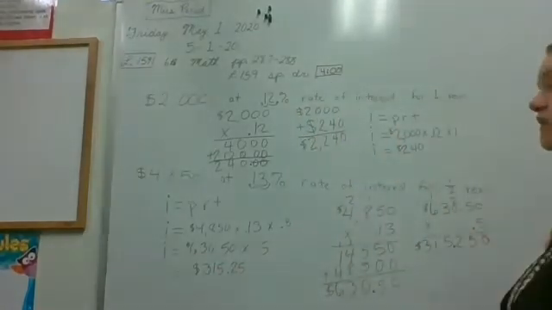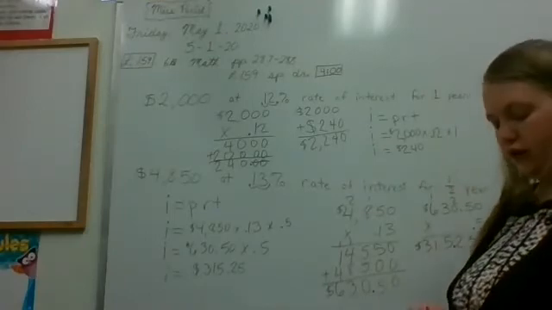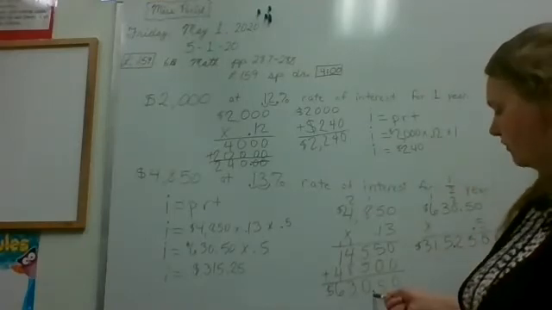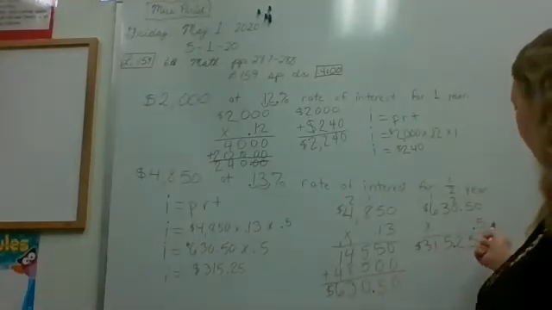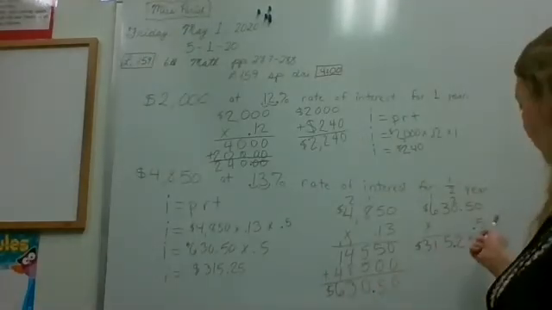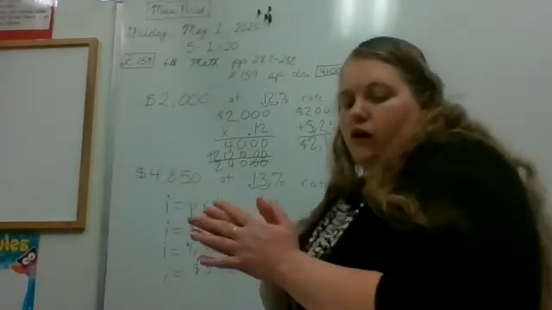Okay, so that is the interest for this, because it was for half of a year and not a whole year. If it had been a whole year, it would be $630.50, but because it's half of a year, we take that in half, which is what we did. We multiplied by 0.5 to get the half. All right.